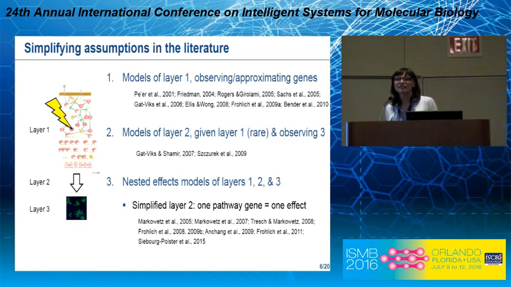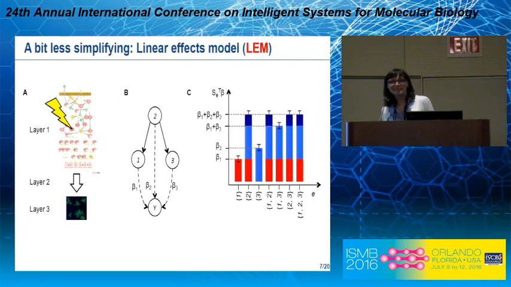Finally, there are models like the nested effects models, which do account explicitly for the signaling, for the intermediate layer, and for the observed effects. But they oversimplify this intermediate control. In these nested effects models, you assume that each effect is only regulated via a single gene in the pathway. Okay? So in this work that I'm presenting now, we try to make less simplifying assumptions.